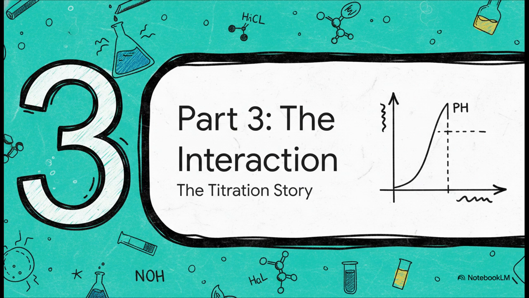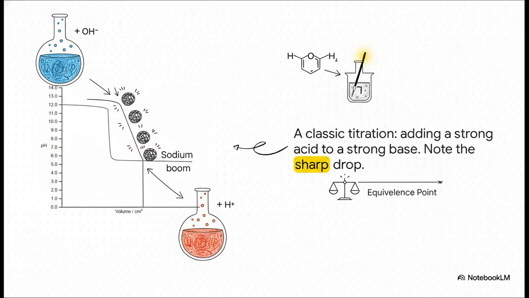And this is where we're going to start seeing our buffer superpower in action. All right, here's a classic to start. We're starting with a strong base, think sodium hydroxide, and we're slowly dripping in a strong acid, like hydrochloric acid. You can see the pH stays pretty high for a while, and then, bam, it just plummets, this huge dramatic drop right in the middle. That super steep part is called the equivalence point. It's where the acid and base have perfectly, completely neutralized each other.